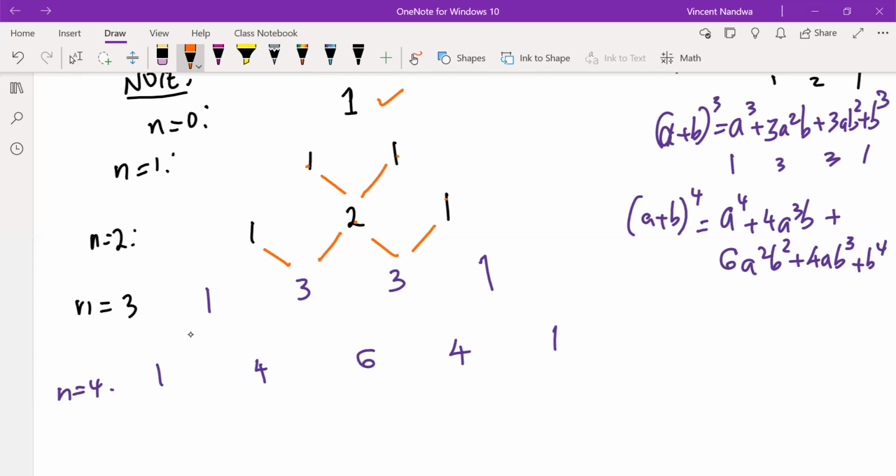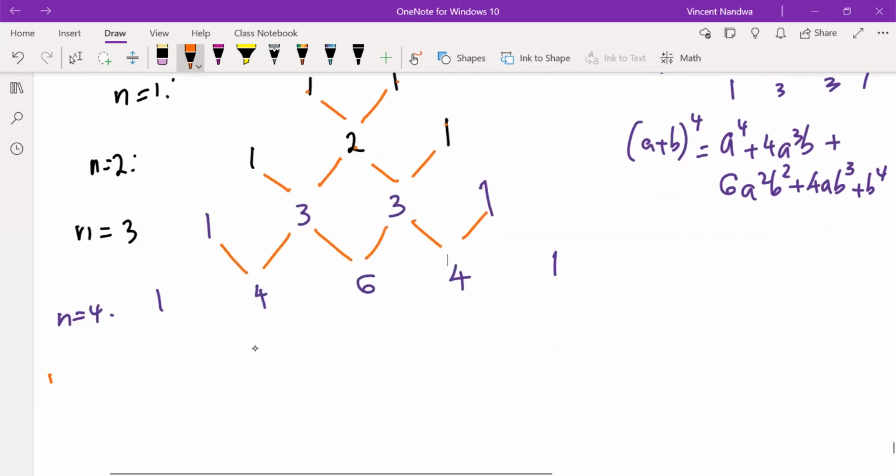Similarly, for n equals 4, 1 is the extreme. Then this next coefficient will be the sum of 1 plus 3. 3 plus 3 is 6. And then 3 plus 1 is 4. Then the last one is 1.